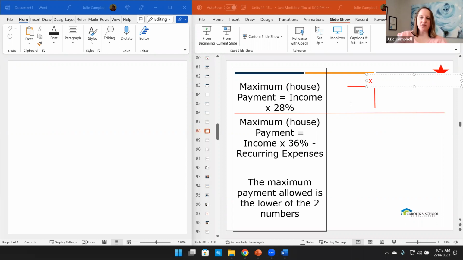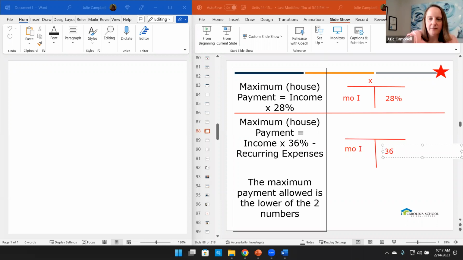When we're looking at the 28%, we're solving for the number on top. This is their monthly income. And now we know the 28%. The formula on the bottom, again, my T-bar people, we're looking for their monthly income. I mean, we have their monthly income, excuse me. We know that it's 36%. And now the number that we're solving for on top, once we solve that number on top, then we're going to deduct their recurring. CUR.